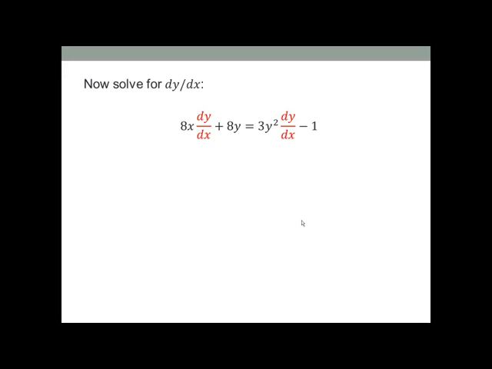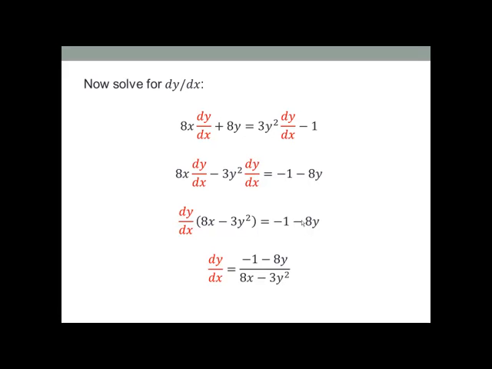Now I'll solve for dy dx. I have 8x dy dx plus 8y is equal to 3y squared dy dx minus 1. Well, I'll get my terms with dy dx on the left side and terms without dy dx on the right. So I have 8x dy dx minus 3y squared dy dx is equal to negative 1 minus 8y. Because my two terms on the left both have dy dx in common, I'll factor it out. And then to get dy dx by itself, I'll need to divide by 8x minus 3y squared. So my final answer for the derivative is negative 1 minus 8y divided by 8x minus 3y to the second power.